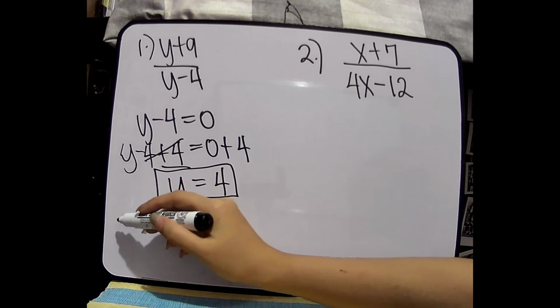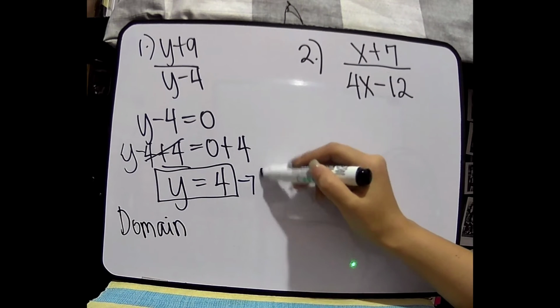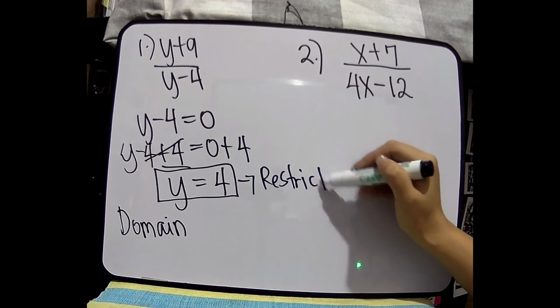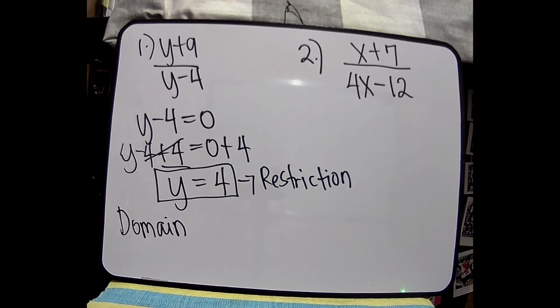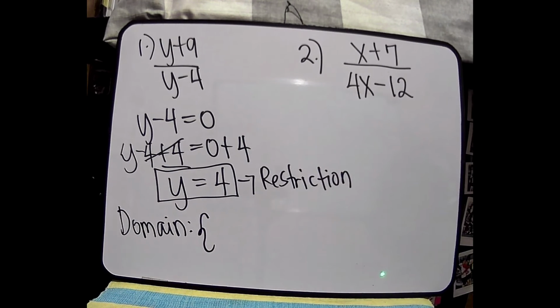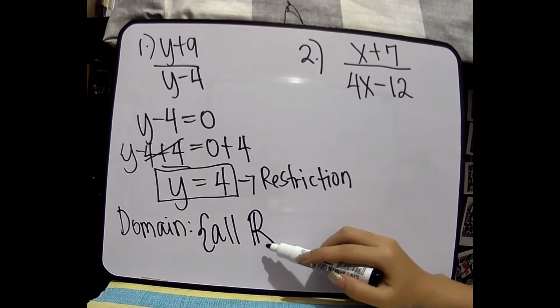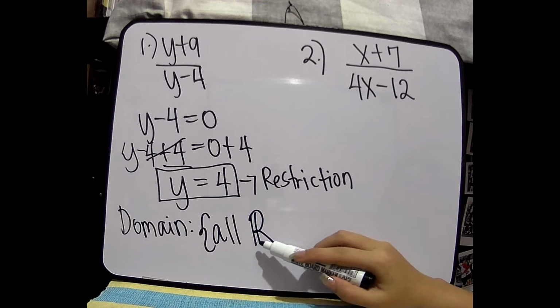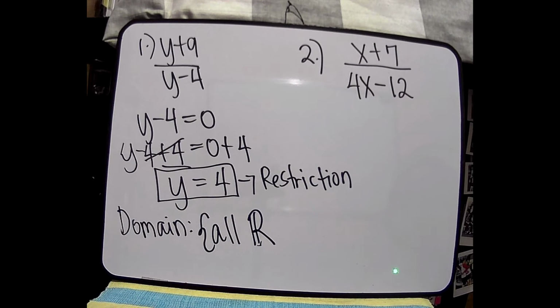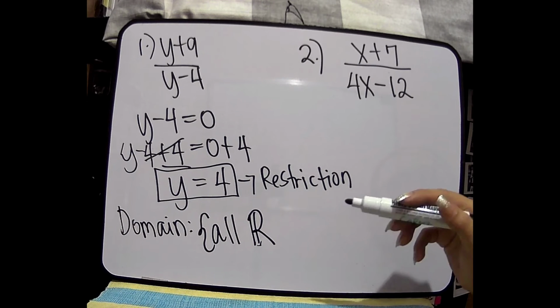So we could say that, the domain muna. So this is already the restriction. Okay. And then yung domain is dapat naka-open brace. So remember this from grade 7 sa sets. So all real numbers. So I just use the symbol for real numbers. Ito yung symbol for real numbers na ginagamit ko.